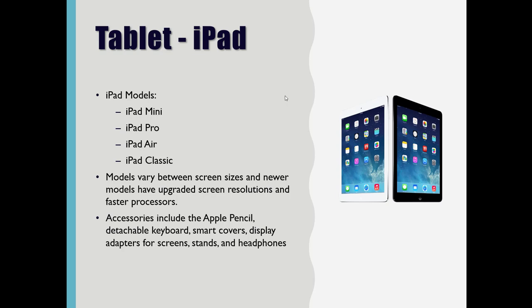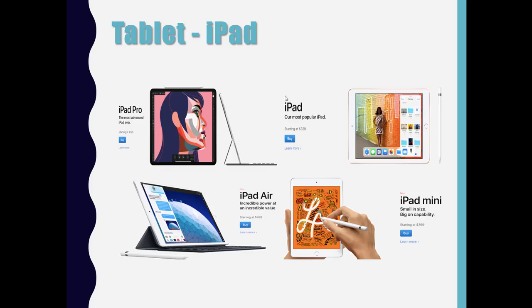And then you got the Classic. The models vary between sizes, and newer models have upgraded screen resolutions and faster processors. And they do have accessories like the Apple Pencil, detachable keyboards, smart covers, and things like that. These are just some examples of the different versions and kind of what they cost. iPad Pros start at about 800. The regular iPad, that's like the Classic, starts about 329. iPad Mini starts about 399, and the iPad Air starts at about 499. So it just really depends on your goal and what you're using it for.